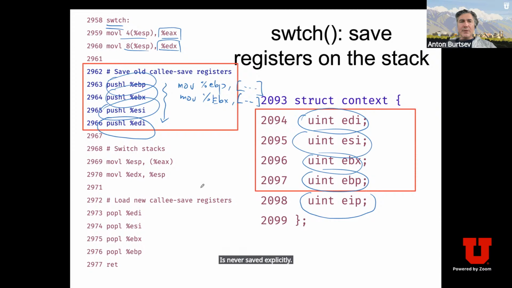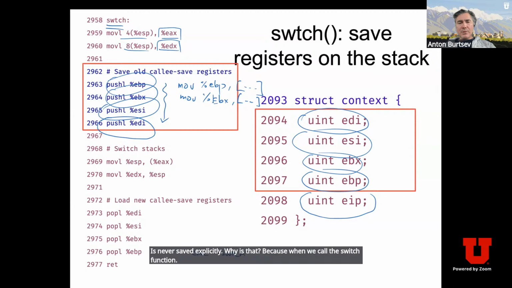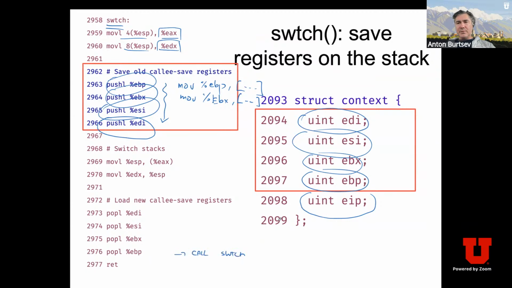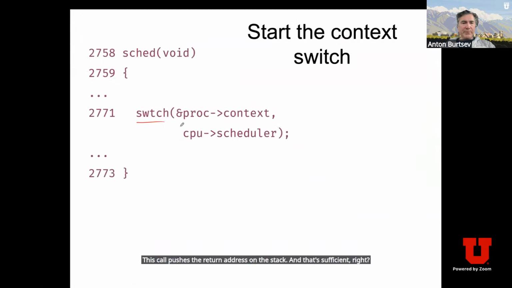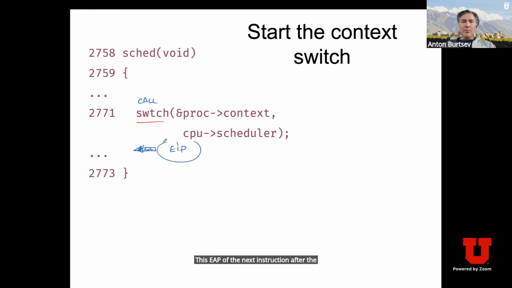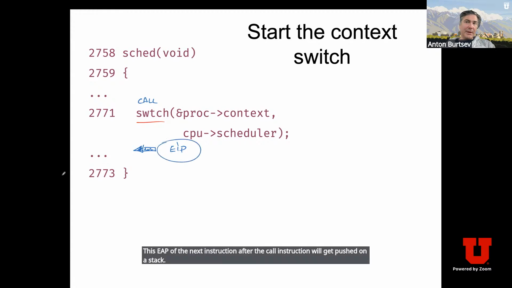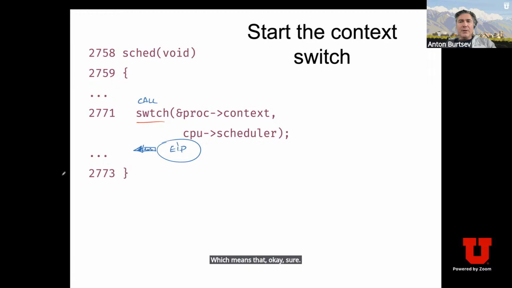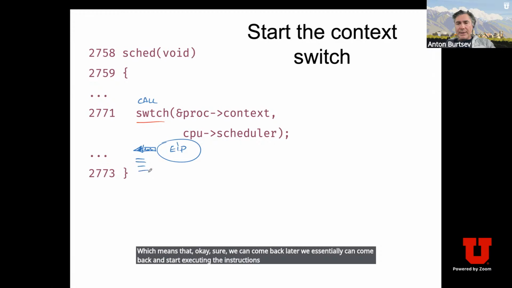Why is that? Because when we call the switch function, this call pushes the return address on the stack. And that's sufficient, right? Because when we call this switch function here, it will be a call instruction, and this return address, remember, I was drawing this, the EIP of the next instruction after the call instruction will get pushed on a stack, which means that, okay, sure, we can come back later, we essentially can come back and start executing the instructions from this point, right?